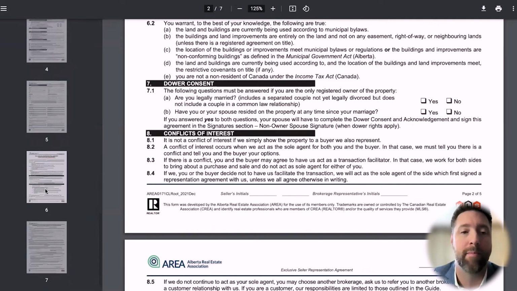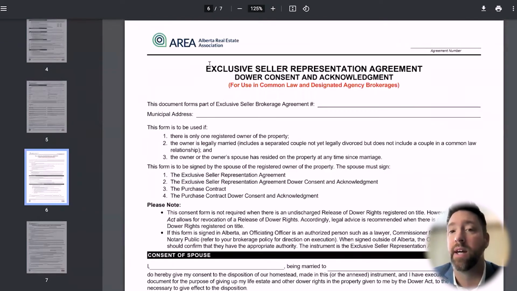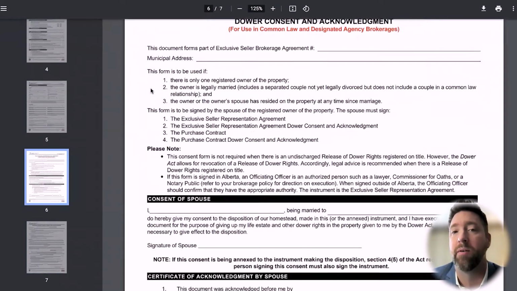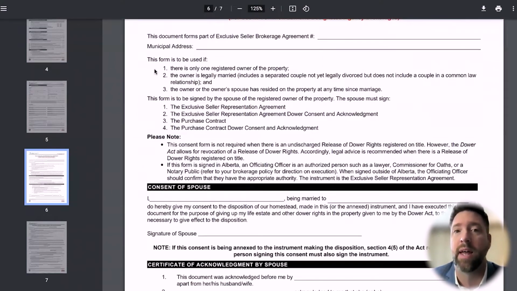When we pull up the Exclusive Seller Representation Agreement, Dower Consent and Acknowledgement, don't get confused. This is not a waiver of their Dower rights. That would be done on title with a lawyer. What's important on this one, which is required when listing the property, is that it reminds you it's only to be used when there is only one registered owner on the property, the owner is legally married, and the owner or the owner's spouse has resided on the property at any time since the marriage.